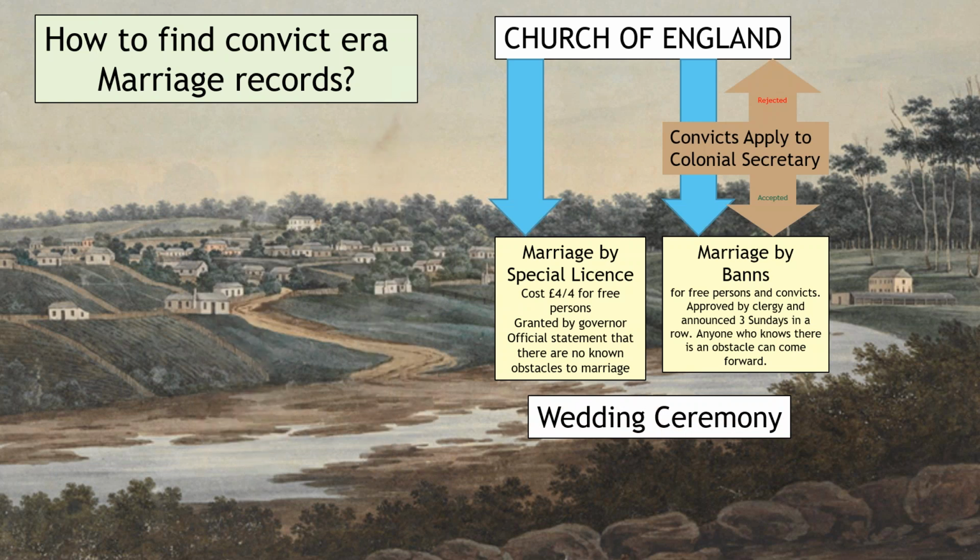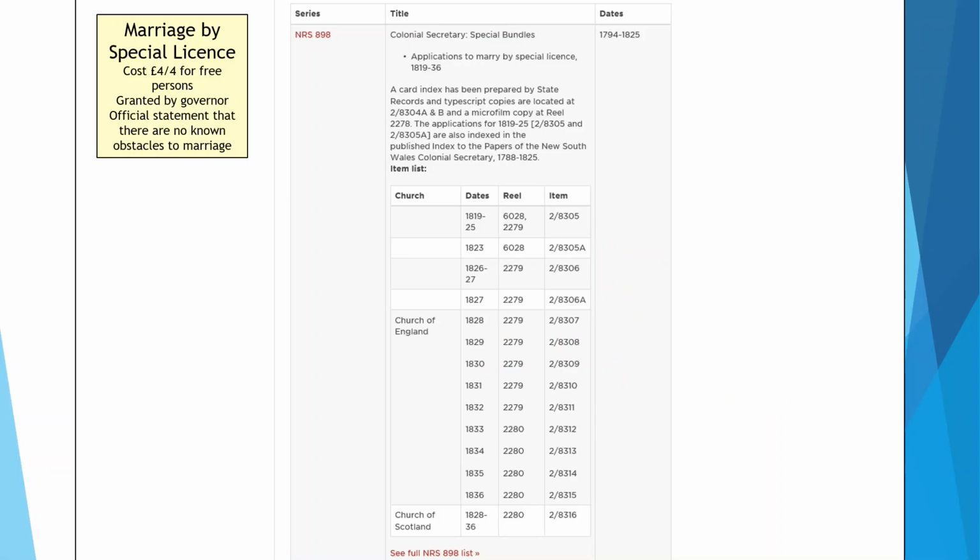So I thought it was important to show you this little flow diagram, because I want to train you that we now know we can look for 3 different things. We can look for the application and then the result, that's one together, I guess. We can look for the bans and we can look for the special license. So I'm moving through now to show you those sorts of things.